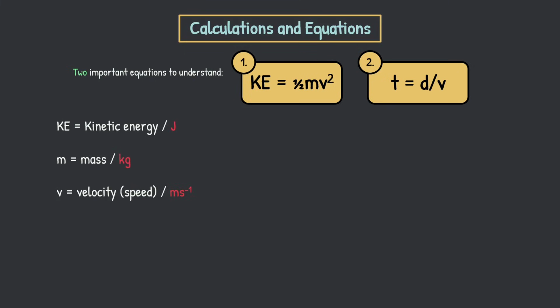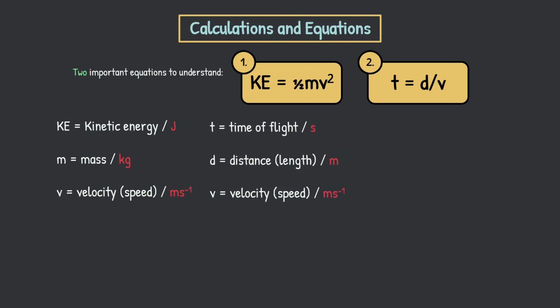So what do these stand for? Easy stuff, guys. KE is just kinetic energy, given the units joules. Then we have mass, this is in kilograms. And then we have v, which is our velocity, or simply our speed. How fast does the ion travel down the flight tube? This is in meters per second. And then for the second equation, we have the time of flight, which is our t, and this is simply how long it takes to reach the detector, and that's in seconds.